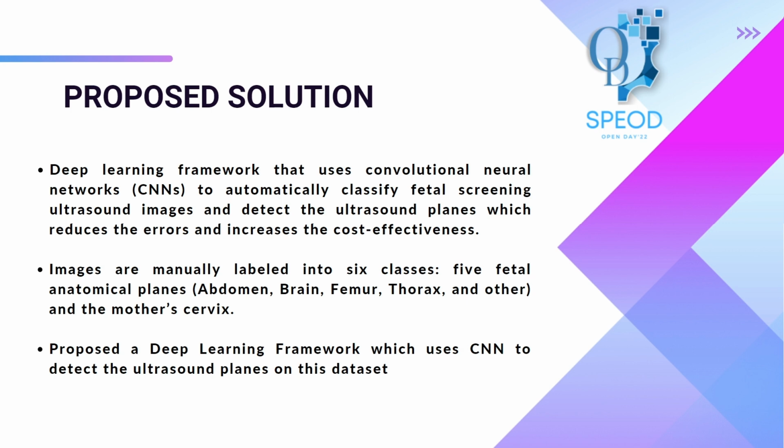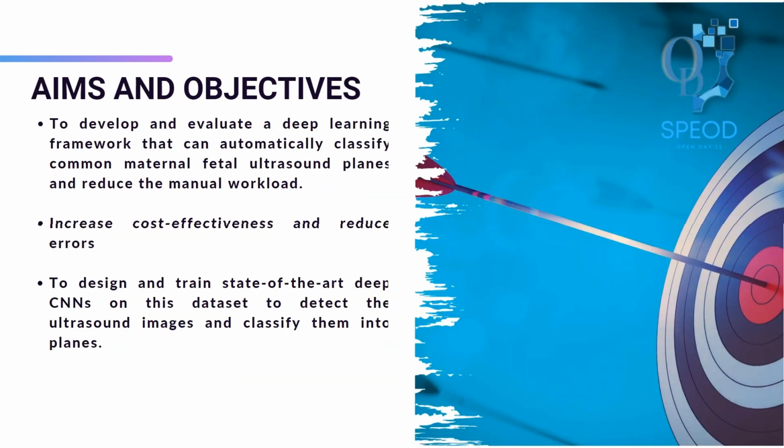We have proposed a model that is going to predict the different classes of the ultrasound planes. The model is a convolutional neural network, and we have labeled the images into six different classes: abdomen, brain, femur, thorax, and other, and the sixth one is the mother's cervix. So our aims and objectives are basically designing a model that can predict those classes, increase cost effectiveness, and reduce the error.